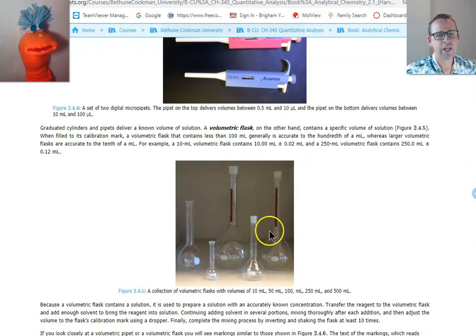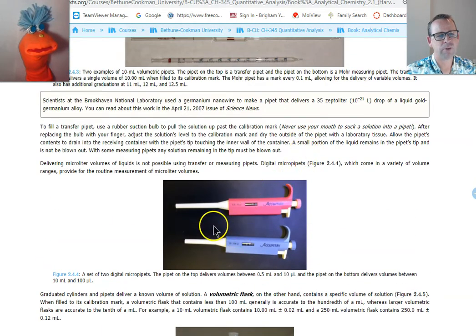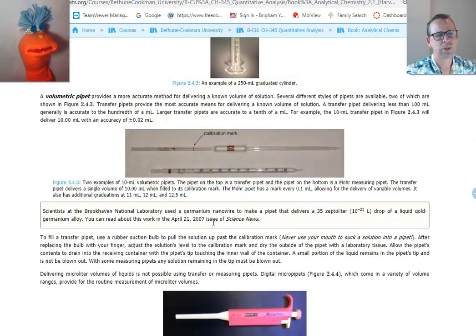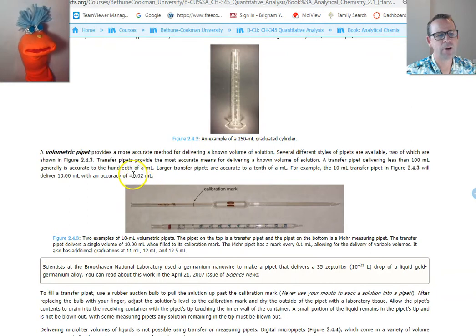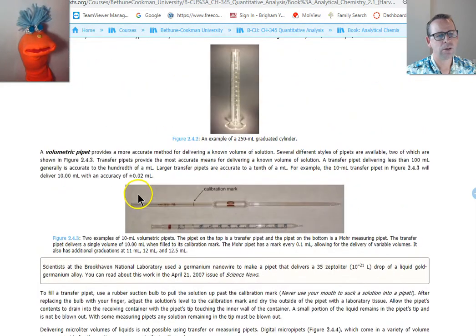All right, volumetric flasks. See their error right there? Well, let's think about this really quick. If I have an error of 0.02 milliliters for my 10 milliliters here, what mass is that going to be on my scale? 0.02 milliliters? Yeah.